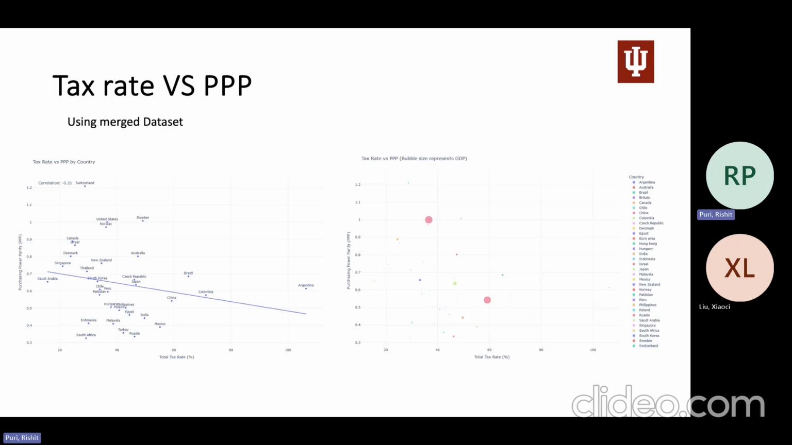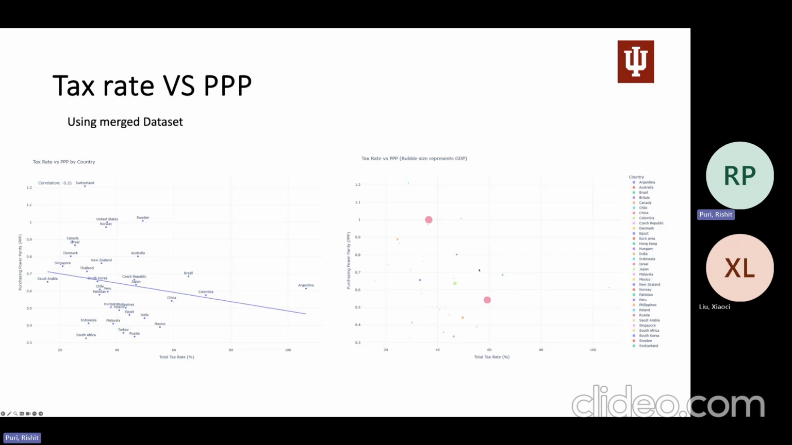The tax rate versus the purchasing power parity was also compared. The purchasing power parity was obtained using the merged data set, which was created by combining the two data sets we had. The first one being the World Economic data set, and the other one being the information data set.